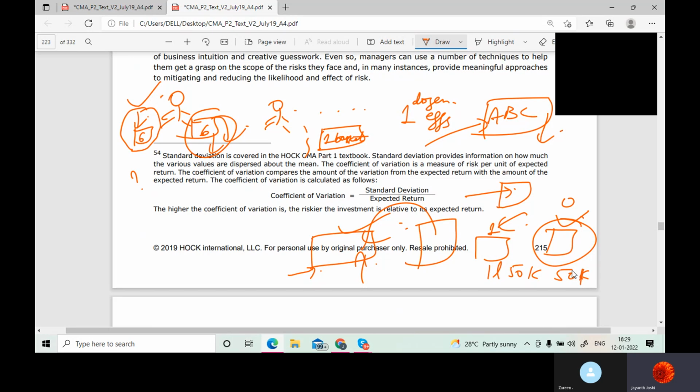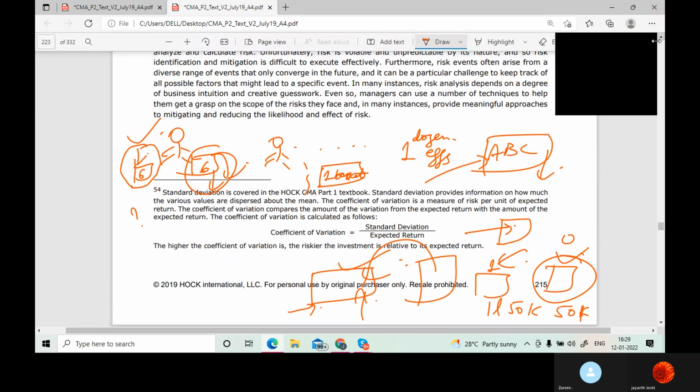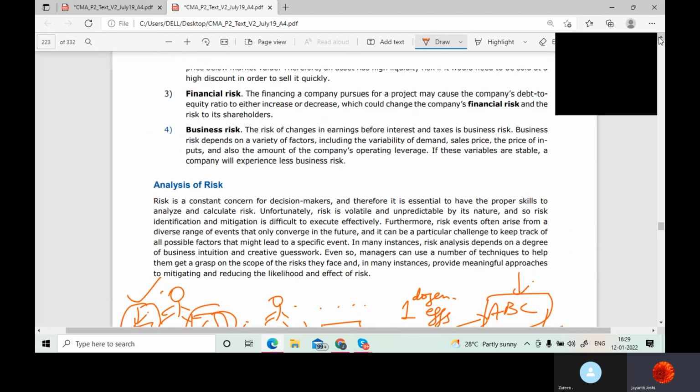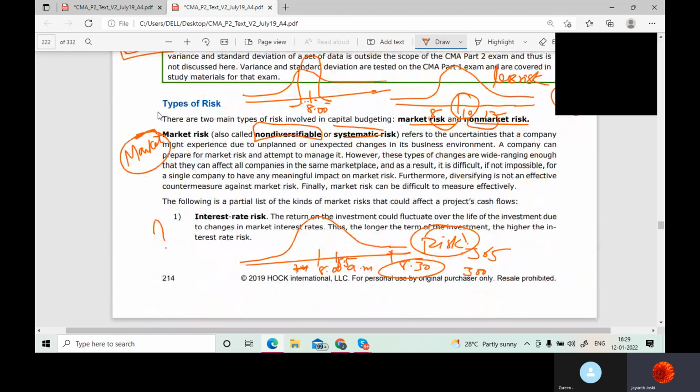Correct? So don't invest your money in the entire company, like don't put all your eggs in one basket kind of concept. So here what they're saying is market risk.